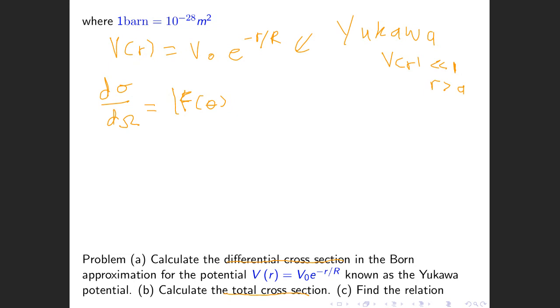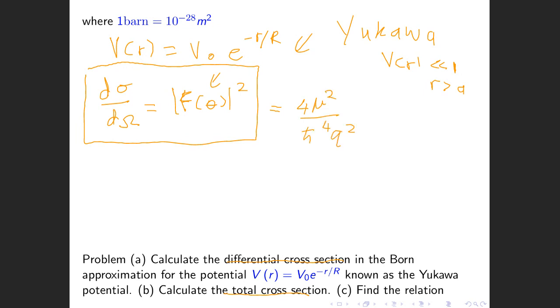Okay, fine. So I was saying that this formula will be quite general. Once you have determined what the form of the function f of theta will be, then you know that if you take the absolute value squared of that, that will give you the differential cross section. In the Born approximation, we found that this was given by 4 mu squared over h bar to the 4 q squared times the absolute value of the integral from 0 to infinity of r prime V of r prime sine q r prime dr prime. So we have to first compute that integral in order to get the differential cross section for the Yukawa potential.